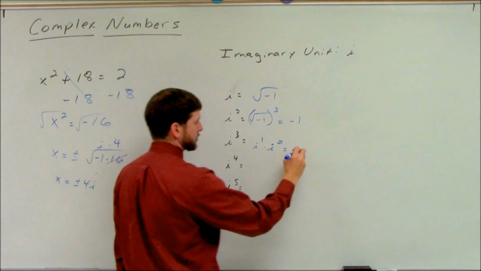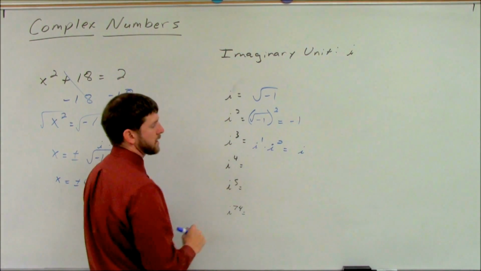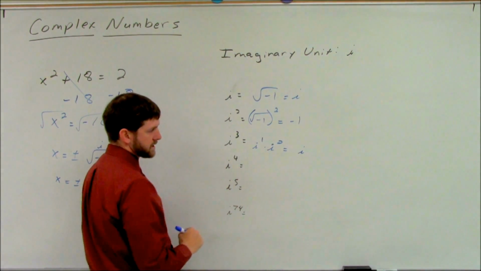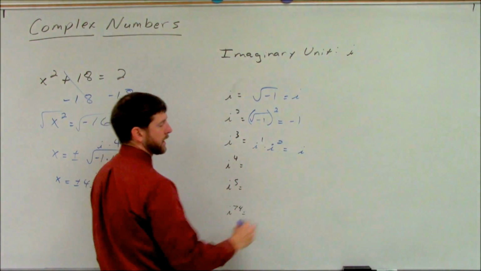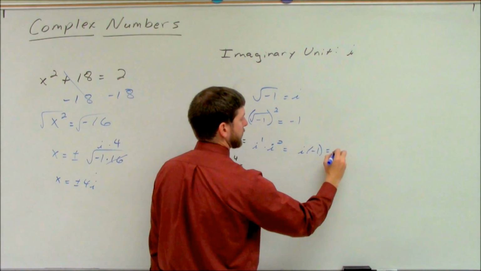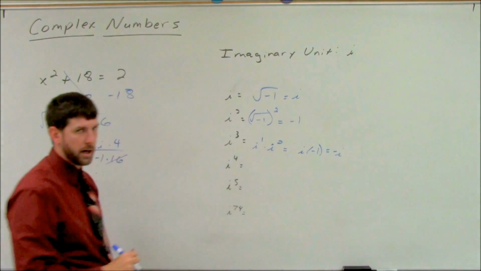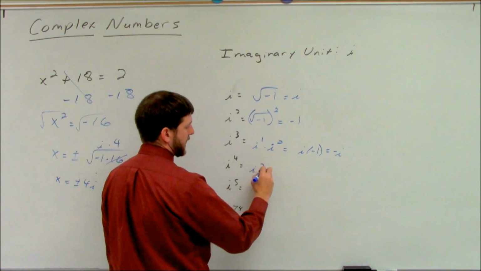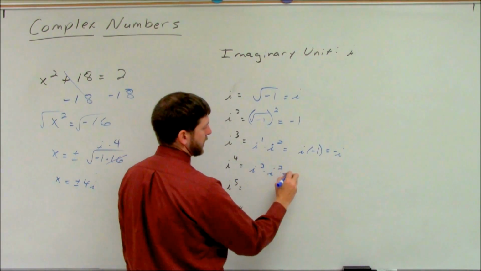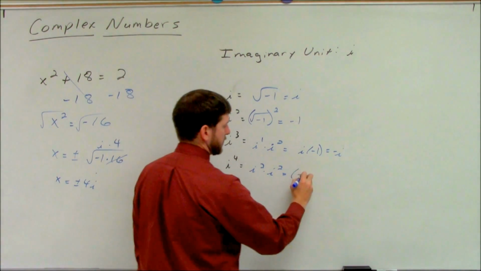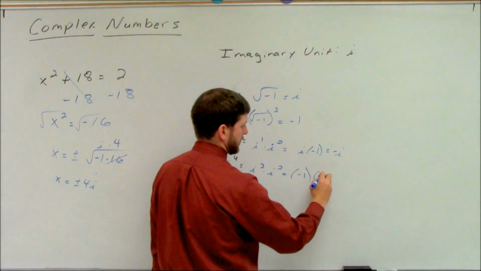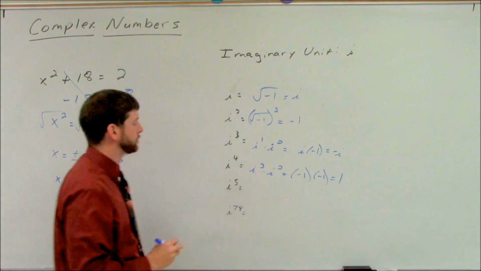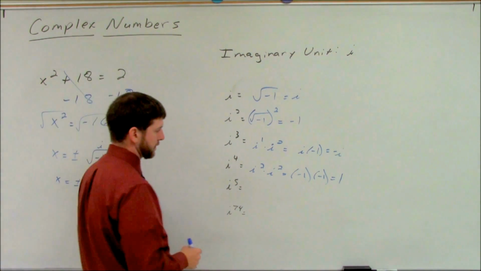Well, i to the first is just i, and i to the second is equal to, well, we already said -1, then i to the third would be equal to -i. Well, what do you think i to the fourth would be then? If we thought of it as i squared times i squared, i squared is -1, and -1 times -1 is +1.